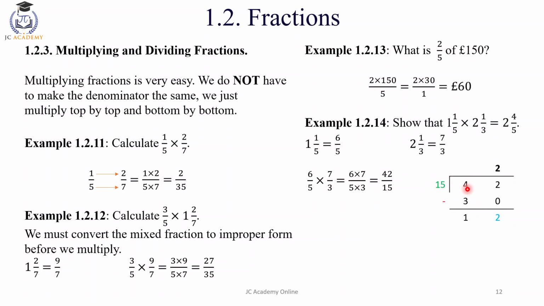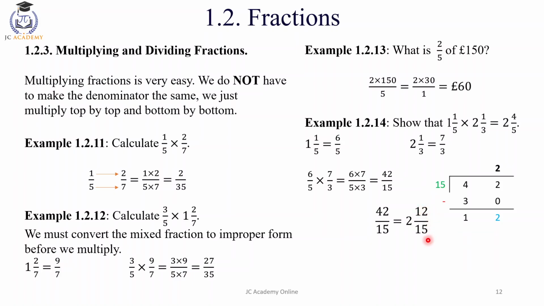So 15 goes into 4 zero times. 15 goes into 42 twice. So that's 15 times 2 equals 30. So 42 minus 30 is equal to 12. Now this number is smaller than our denominator, so we stop here. So that means, rewriting this, we could write 42 over 15 as 2 and 12 over 15. It still doesn't look like what the question is asking for, but we noticed that we can simplify this.